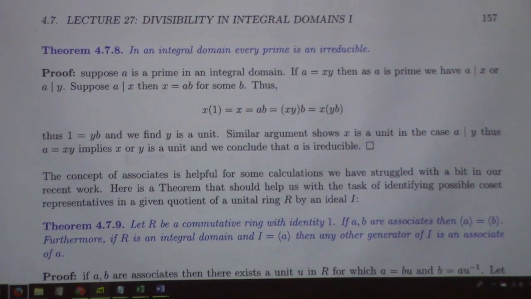How can I do that? Why does this equal to that imply 1 equals yb? What's our context? It's an integral domain, which has the cancellation property, right? So by the cancellation property of an integral domain, I get 1 equals yb, which says that y is a unit, right? And a similar argument can show that in the case that A divides y, x is a unit.